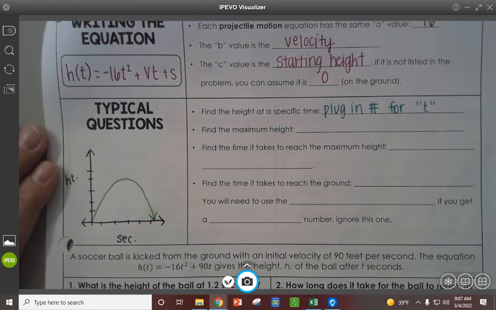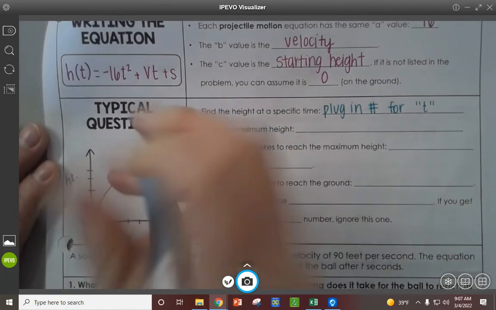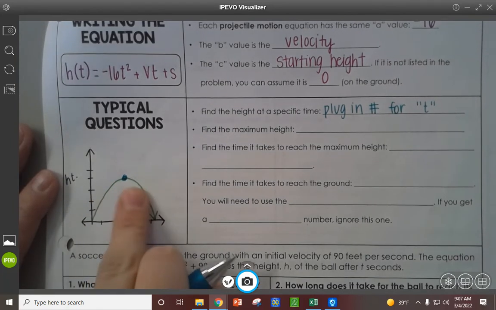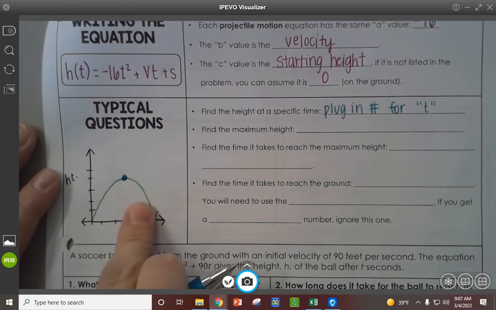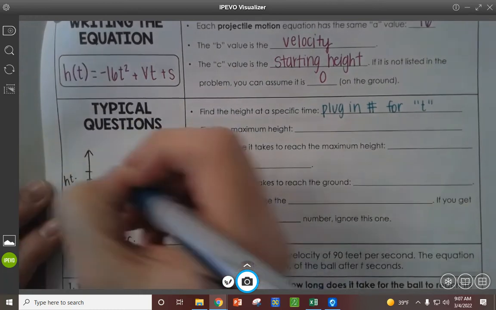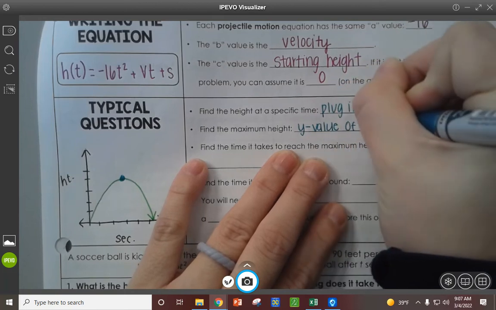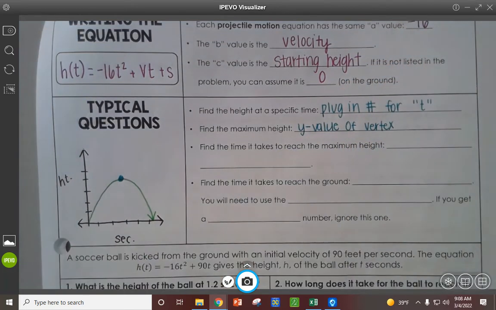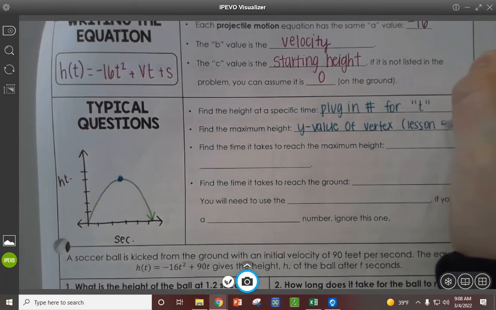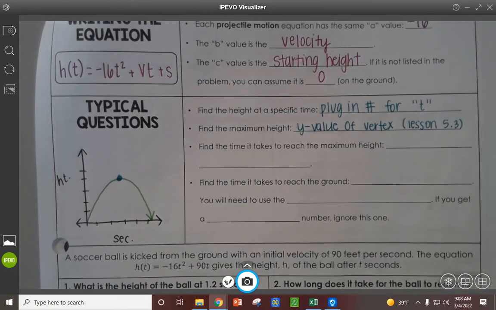You'll also be asked a lot about the maximum height. Up here, this is the maximum height. That is the highest that it reaches. What is that point on this parabola? It's the maximum or the vertex, right? So the maximum height is the y value of the vertex. And we got this in lesson 5.3. So you could look back at 5.3 for those formulas.